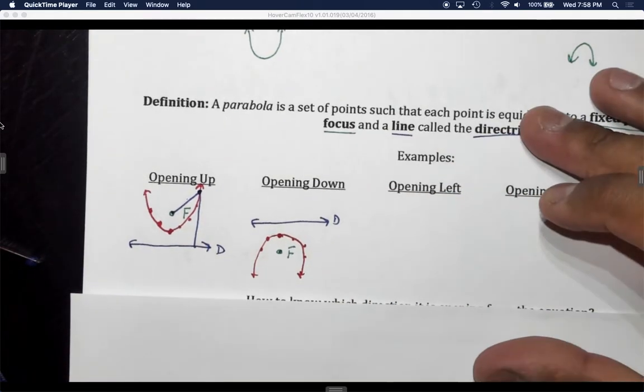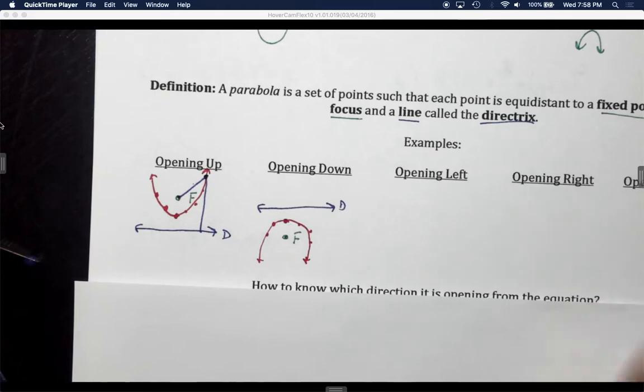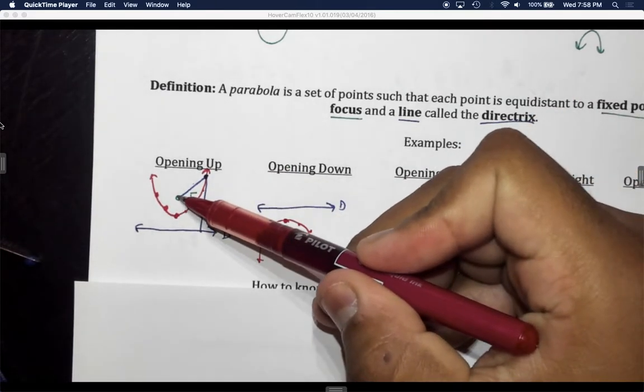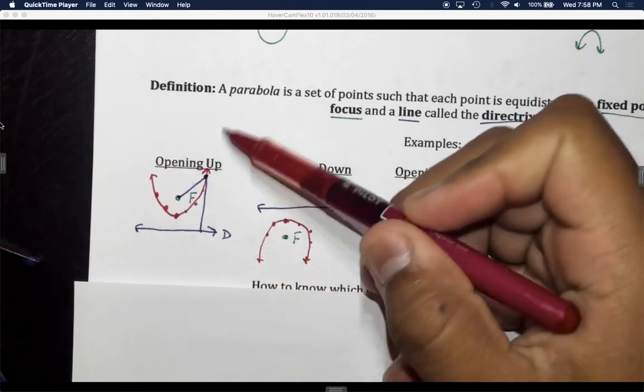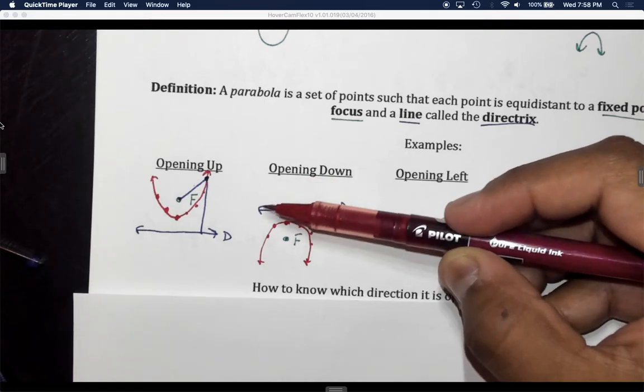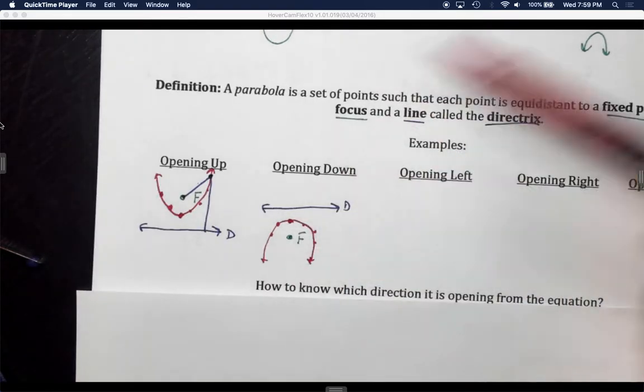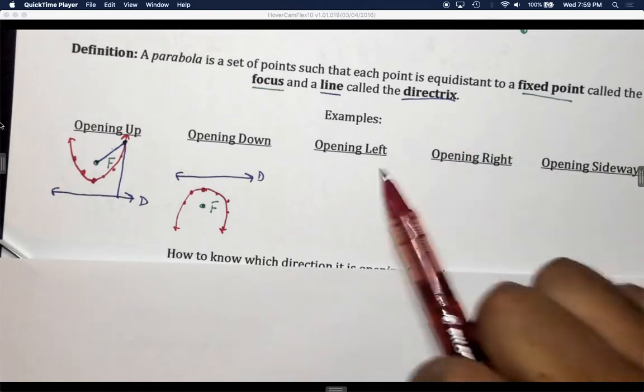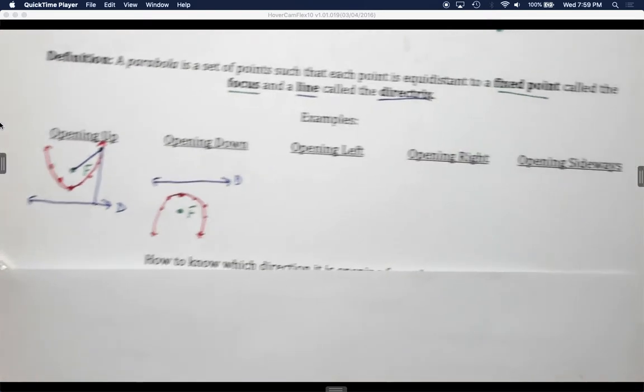So keep in mind, while we're learning this new take on parabolas, if you ever have a focus that's on top of the directrix, you're going to have an upward facing parabola. If you have the directrix on top or above the focus, then you're going to have a downward facing parabola. Now let's look at left and right.